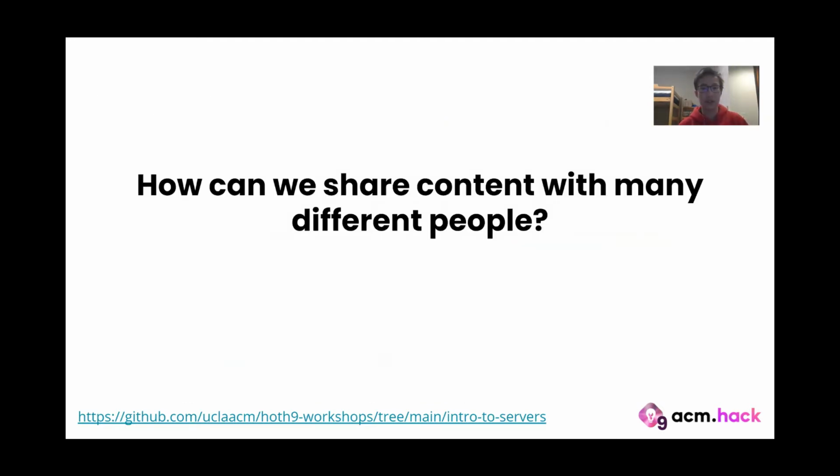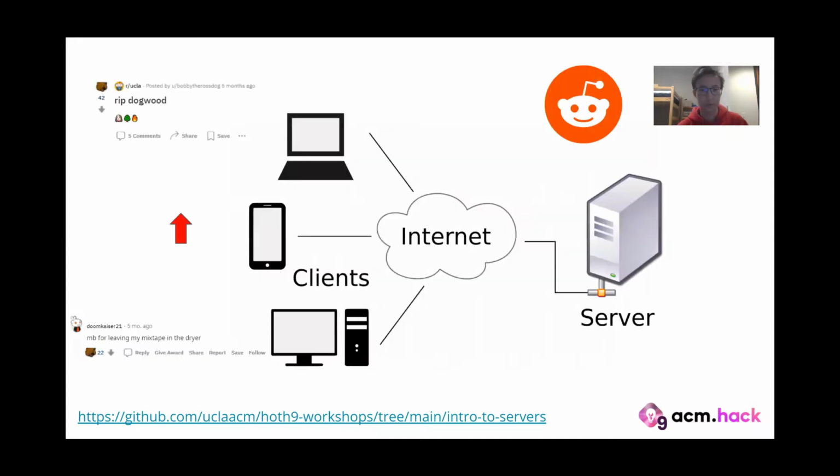But how can we share content with many different people? So the way that a server works can be summed up with this graphic here. Let's say that the computer on the right is the Reddit server, and then in between we have the internet, which is a cloud that connects all of the clients. So the clients are the people using the app, and you have the person on top using the laptop who makes a Reddit post that says "rip dogwood," dog emoji, tree emoji, fire emoji.